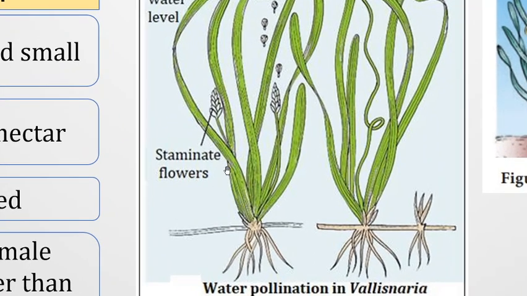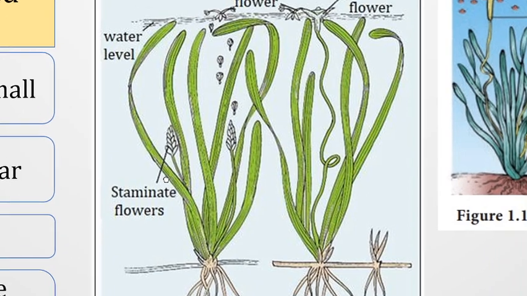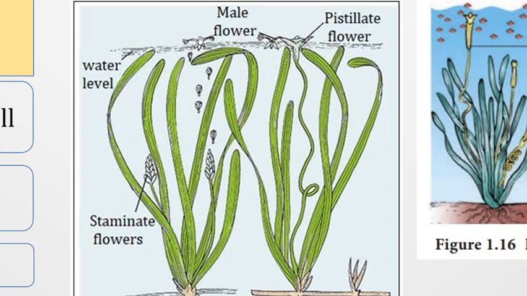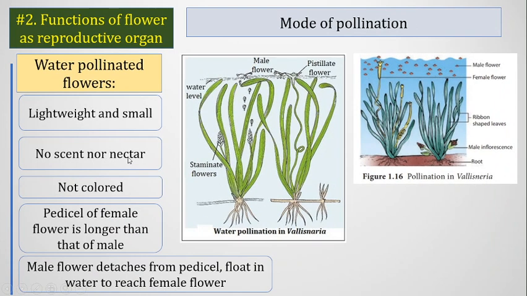So how does it fertilize? The staminate flowers or male flowers, when they mature, are released from the pedicel and float upward. They float with the stream current, and then eventually reach the pistillate flower or female flower, and then pollinate the female flower. So here we see that the male flowers are released from the pedicel and float on the water surface, and then eventually reach the female flower and then fertilize and pollinate it.